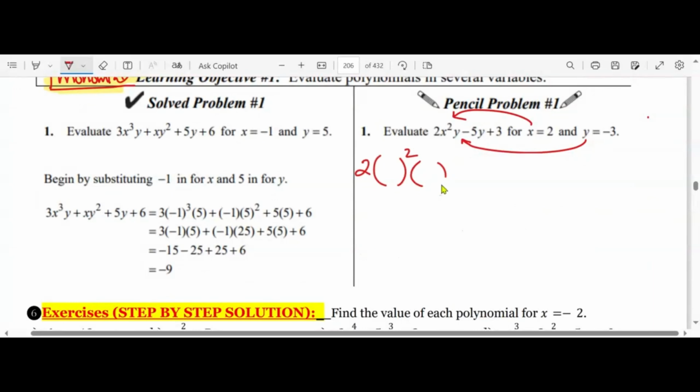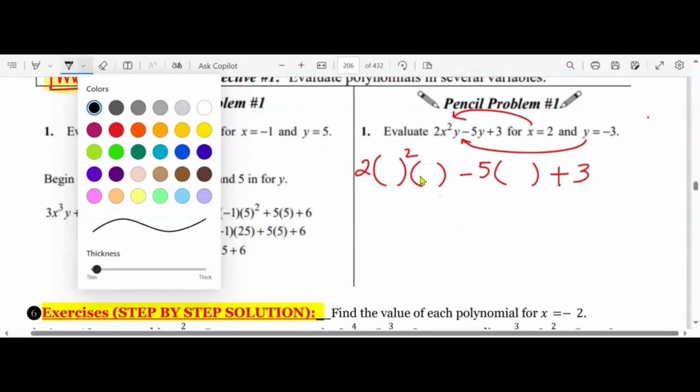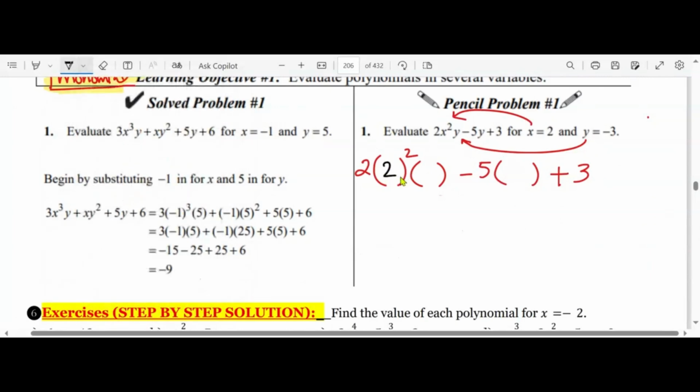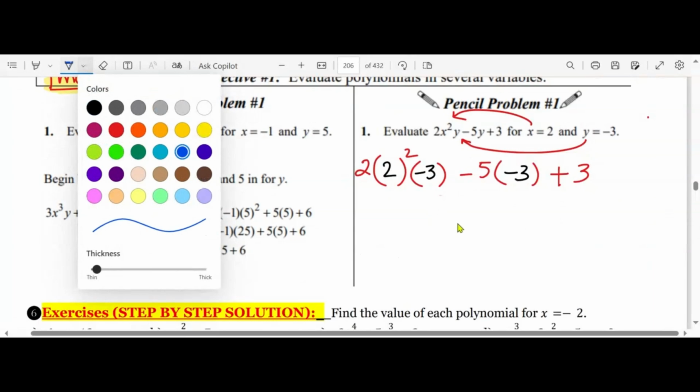I like to put the square like this first to make it easy for myself, right? Yeah. And then I change the color. And how much is x? 2. How much is y? Negative 3. And then we work on this, okay?